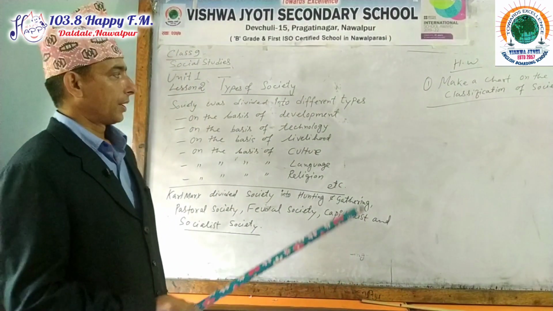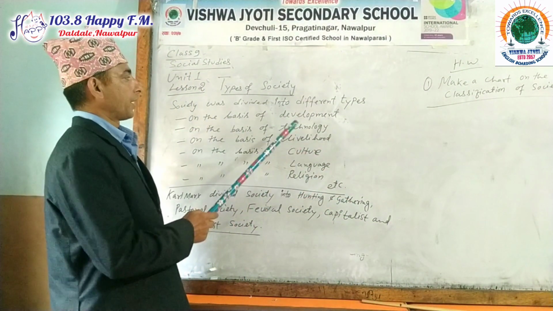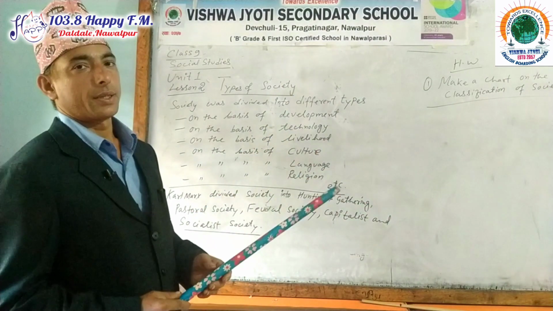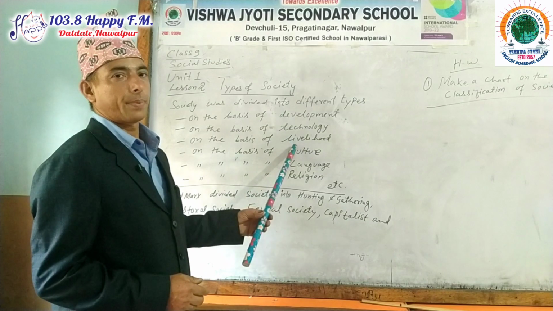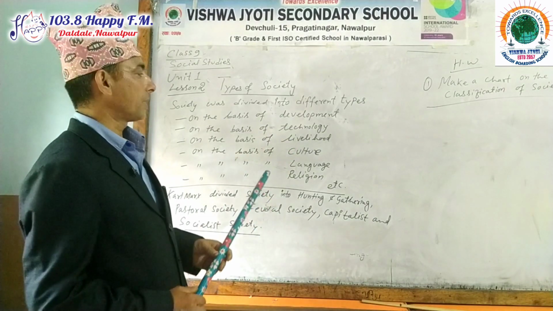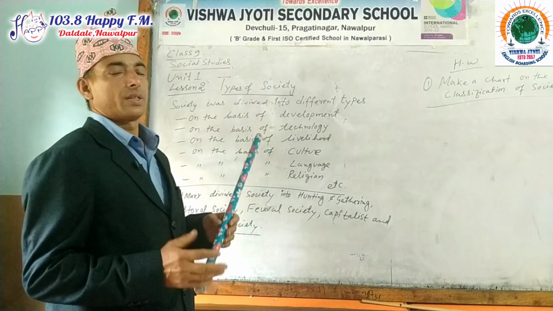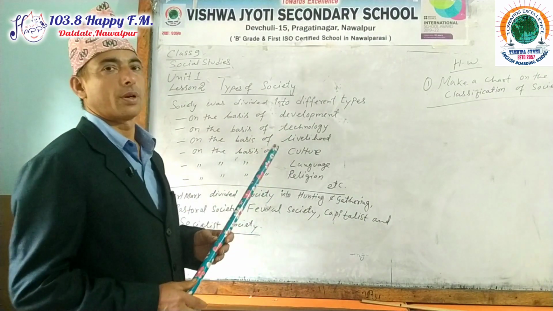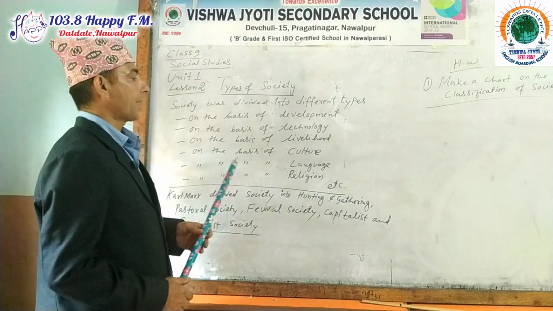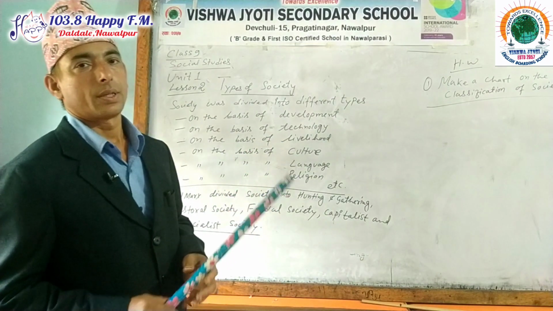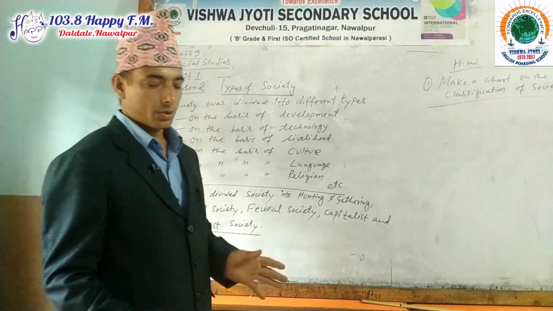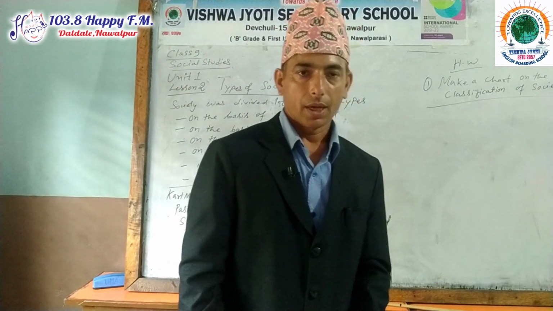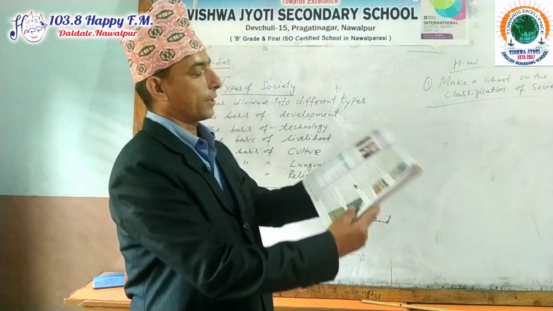My dear children, society is based on technology. Society is based on people's livelihood. Society is based on different cultures. Society is based on language. Society is based on religion, etc. So, classification of society on the basis, according to our text, let's look here.